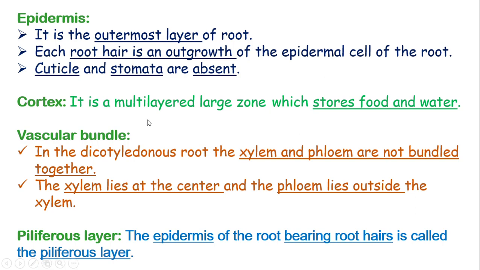Cortex, it is a multi-layered large zone which stores food and water. That means the function of cortex in root and stem is the same. It stores food.